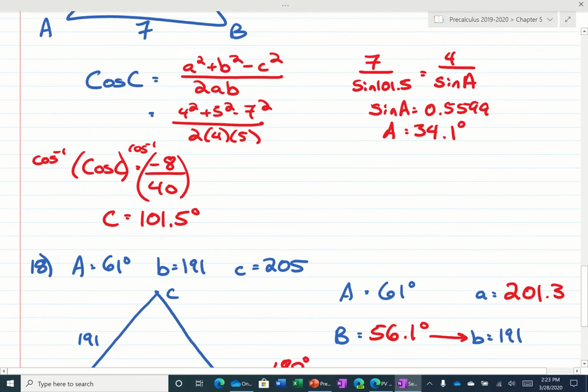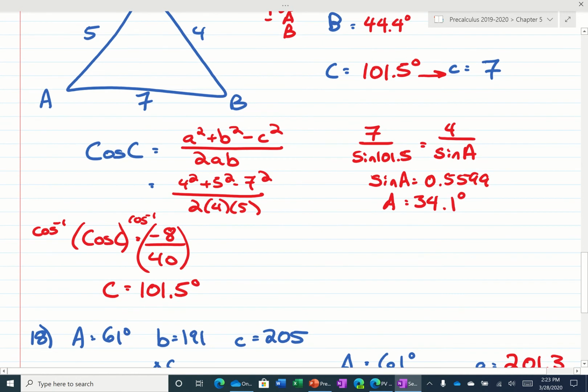When you're trying to find an angle, do it like I did. Figure out the whole top, and then figure out the whole bottom, and then do inverse cosine of that whole fraction. If you try to take shortcuts, that's where people are getting the wrong answer.